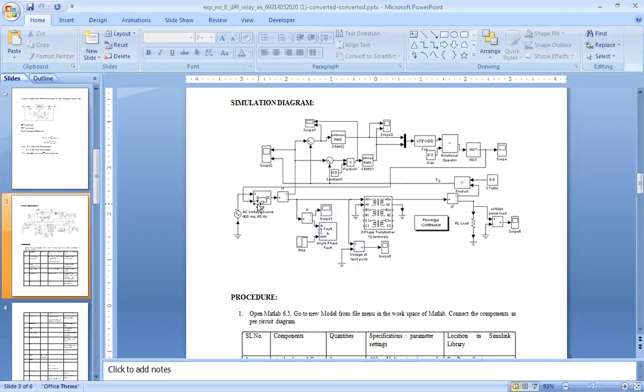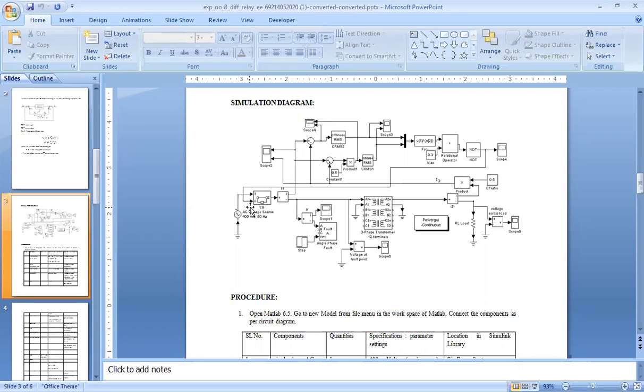So it's a controlled switch that can be controlled. Its operation, meaning its switching on or off, is controlled by a control signal given to this control port.